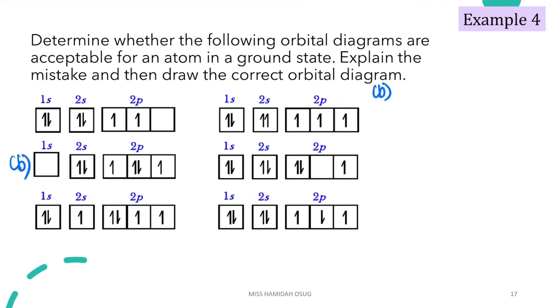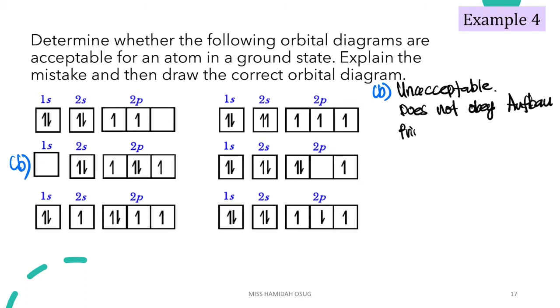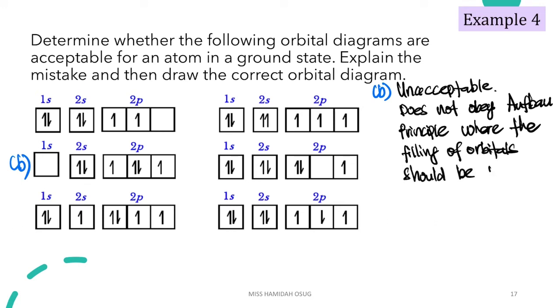Next, for question B, as we look at the orbital diagram, we can see that it is unacceptable. Why? Because as you can see, the 1s is empty while the electrons are filled in the 2s and 2p orbitals. So it is unacceptable because it does not obey the Aufbau principle. What does Aufbau say? Aufbau said the filling of orbitals should be in the lowest energy first.